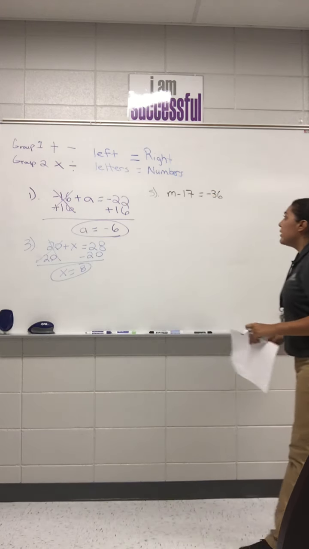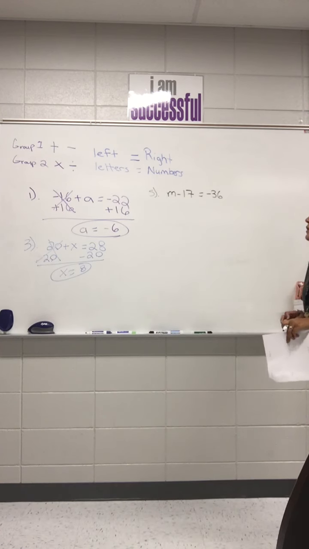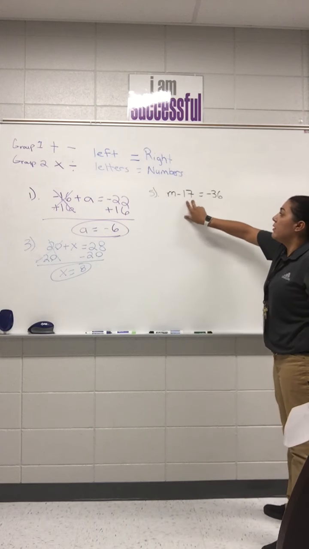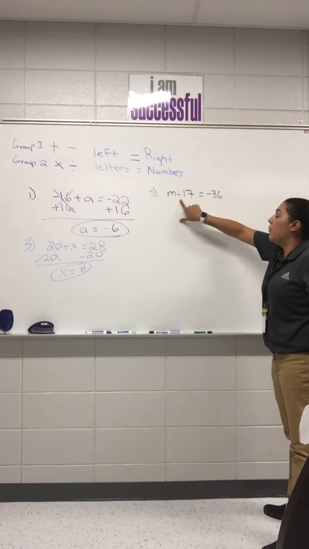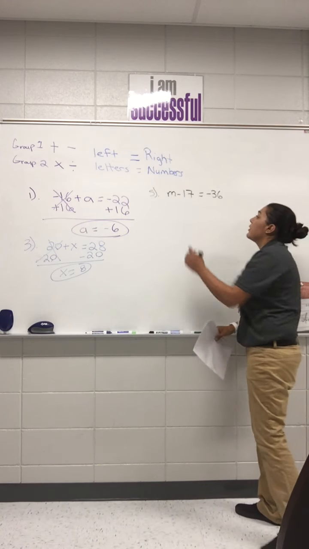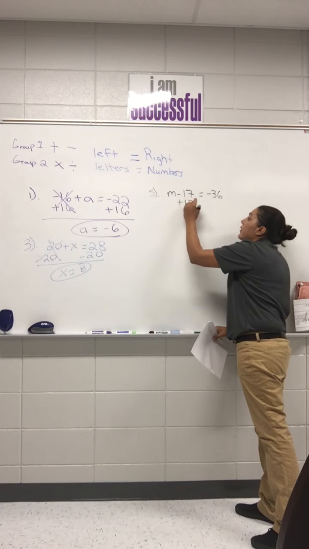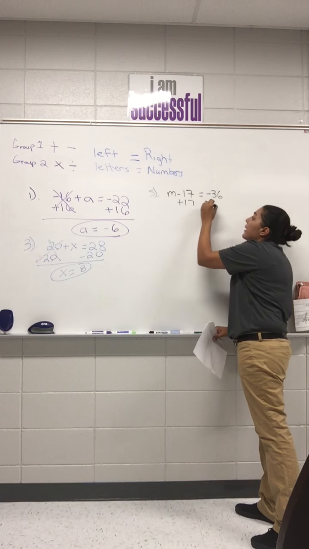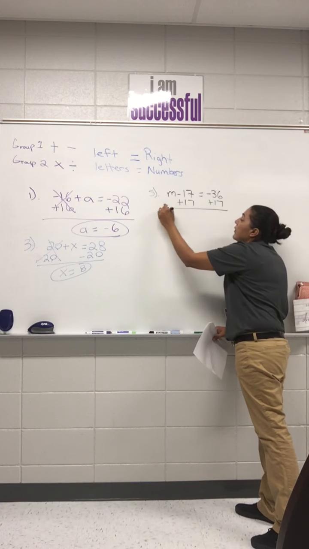Okay, m minus 17 equals 36. So I need letters on the left. I got a letter, well this is a number, so it needs to be moved. So minus 17, I need to do the opposite. So it's going to be plus 17. If I do it to one side, I got to do it to the other side.